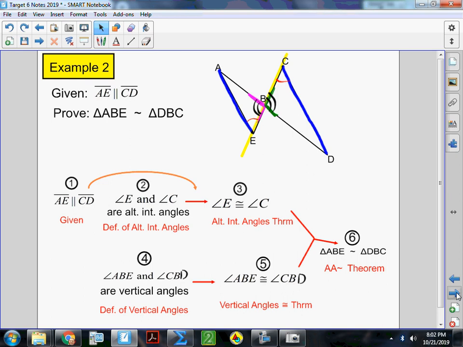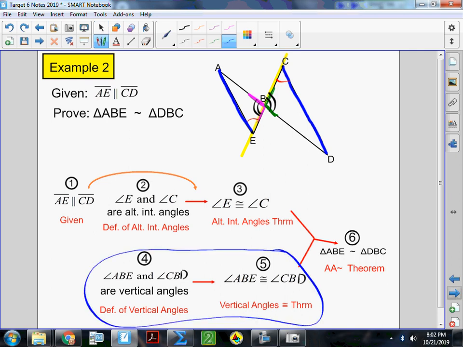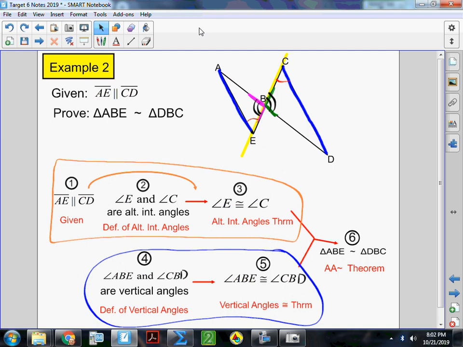So as a reminder, example 2 is really good to remind you that you can use vertical angles. Vertical angles are a two-step process, and that you can use parallel lines. Parallel lines are really a three-step process. Identify the parallel lines, state what type of pair you're going to use. I'm using alternate interior angles, and then use the theorem to say they're congruent. Final step, triangles are similar because of angle-angle.